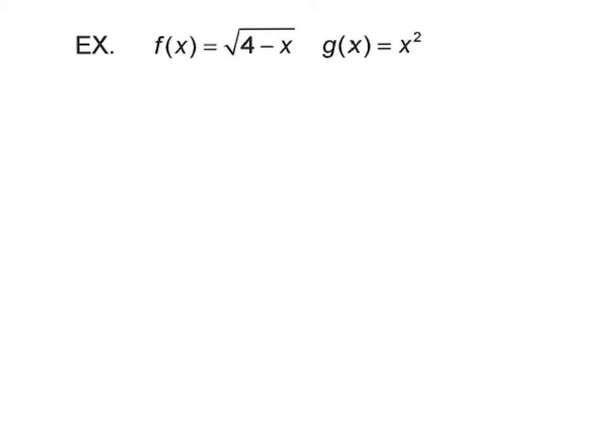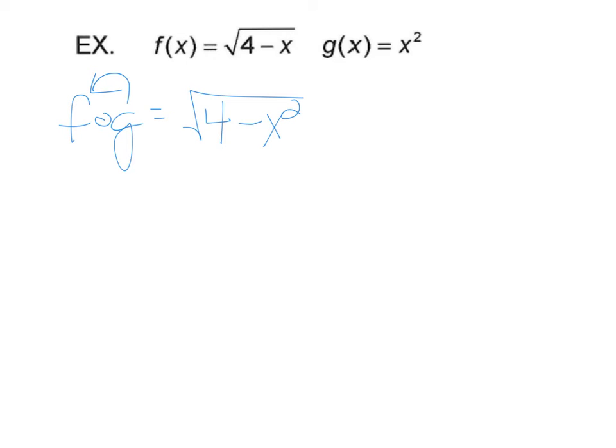Same instructions, f of x is the square root of 4 minus x, g of x is x squared. So f of g, the one on the right, goes into the one on the left. So it's the square root of 4 minus, and where I have an x, I replace it with x squared, the g function. And then that's as far as that one will go.